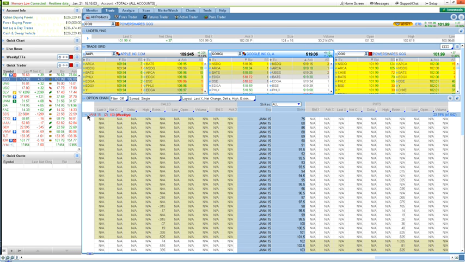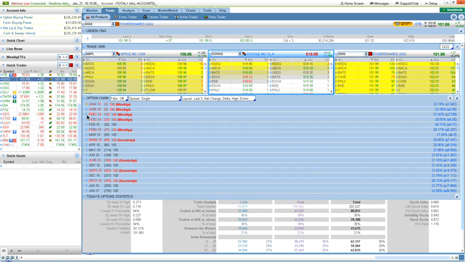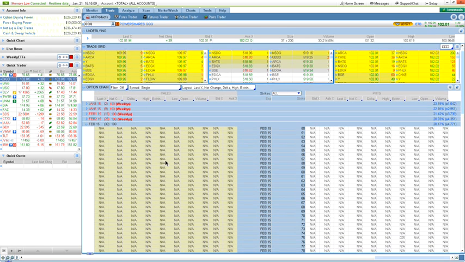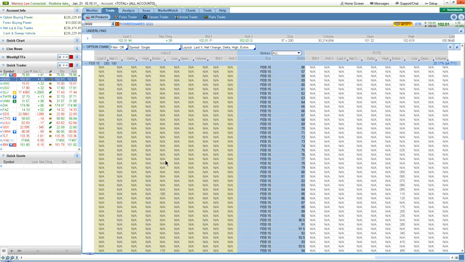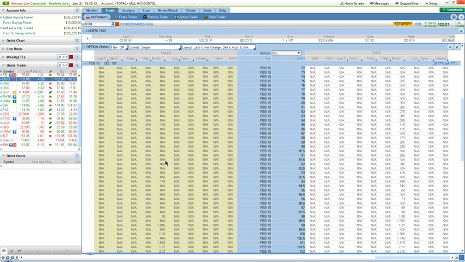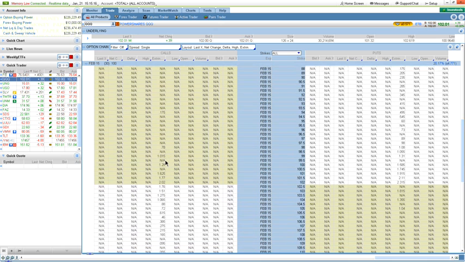Put my bad positions in my real account. I do have some bad trades, one that I should have gotten out of a long time ago and didn't. But it's a February, it's a longer one out there for a ways. I want to look at a February call on the Qs.